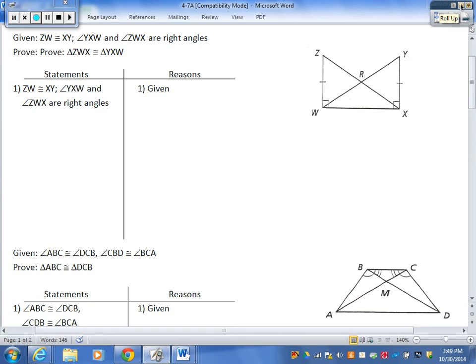Since we know about the two segments and the two right angles, we know the most information about triangle ZWX and triangle YXW. And so what I'm going to do, and what I would encourage you to do on your homework tonight when you have these problems, is to go ahead and redraw the triangles and label all the parts that you currently have.